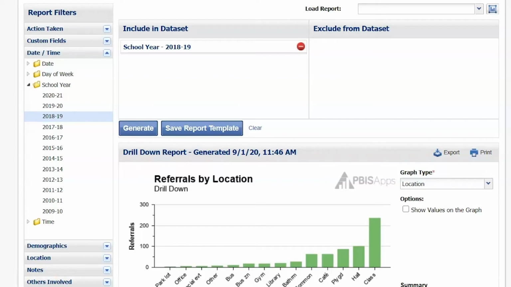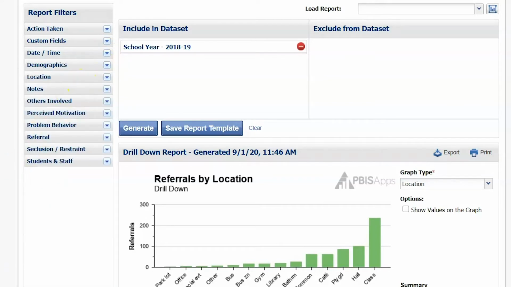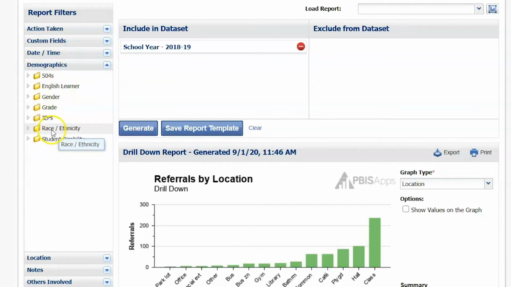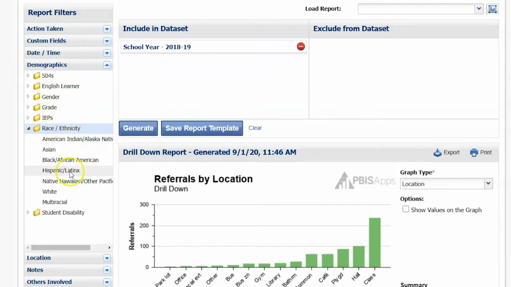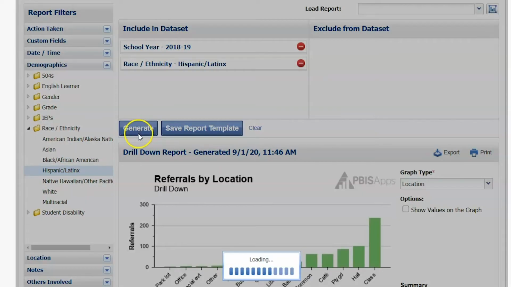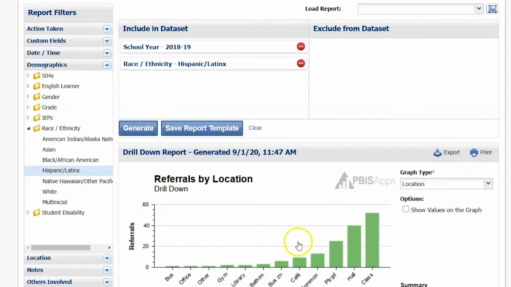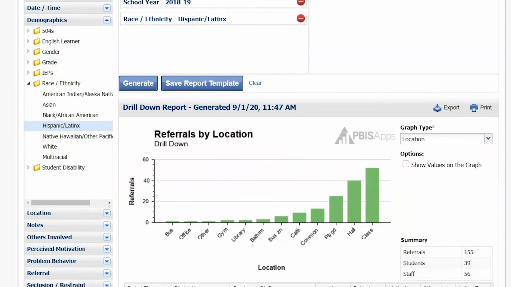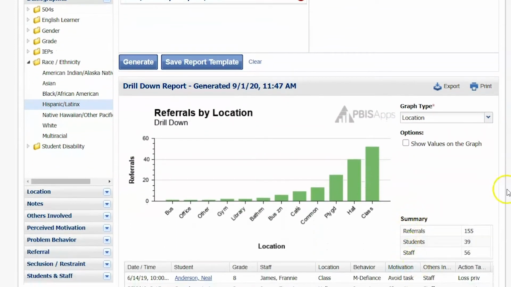Our team decides to start by looking at students who identify as Hispanic Latinx. The first thing I want to do is go to the report filters on the left, click on Demographics, and open the Race and Ethnicity folder. I'll double-click on the Hispanic Latinx group. That adds this student group to the data to include in the data set. Now, when I click Generate, every graph, summary, and table includes only the students who identify as Hispanic Latinx and have received a referral during the 2018-19 school year.